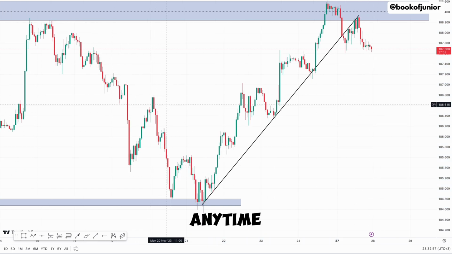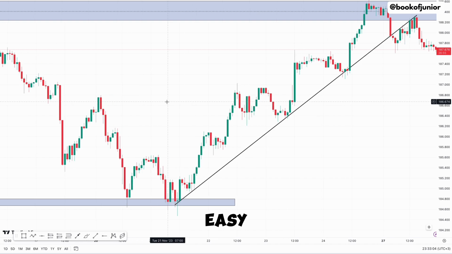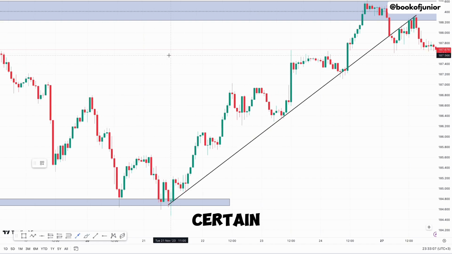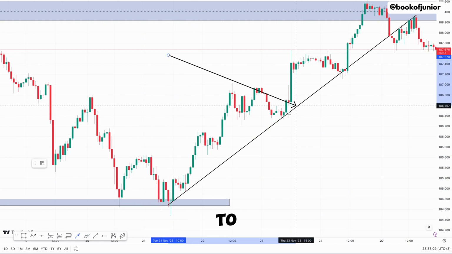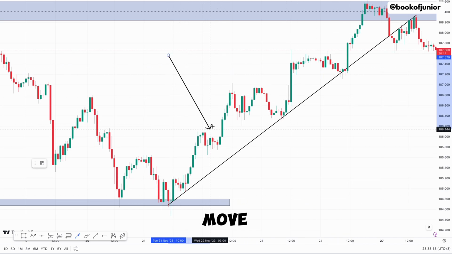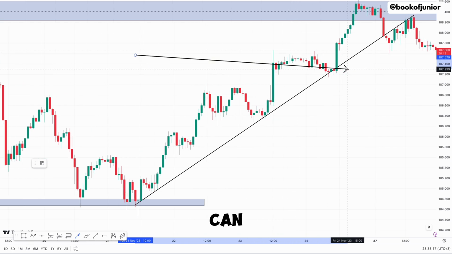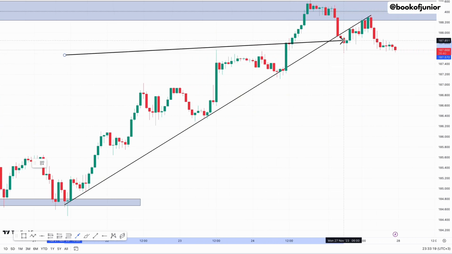So anytime when you're trading the forex market and you want to make $500, guys, use trend lines. They're very easy. You just have to connect certain points. You connect this point to this point to this point. So this is an impulsive move, retracement, impulsive move, retracement. You can see as we're waiting for our trend line break, you can see right there.